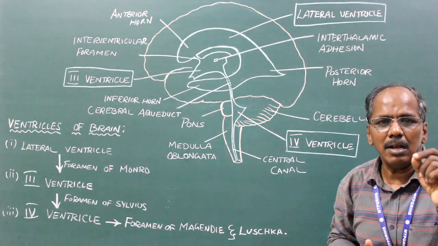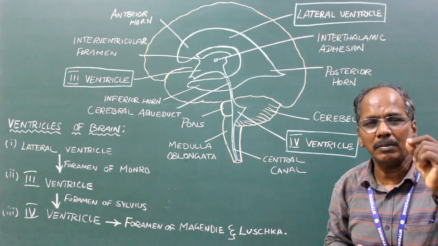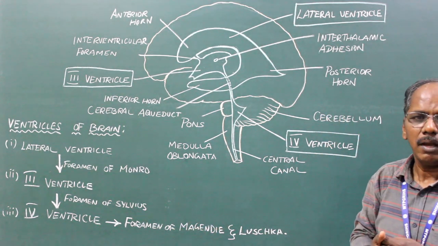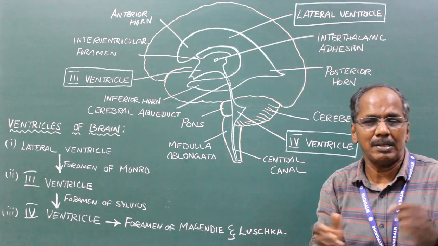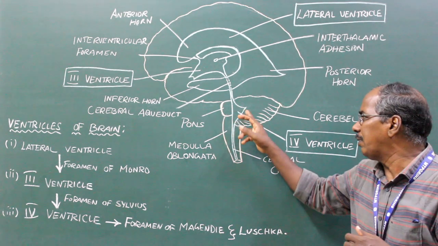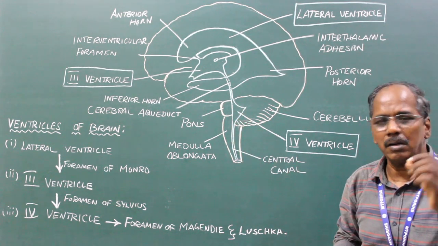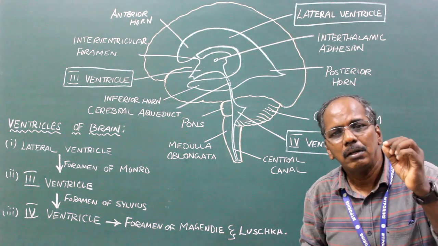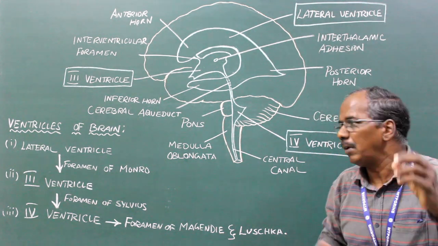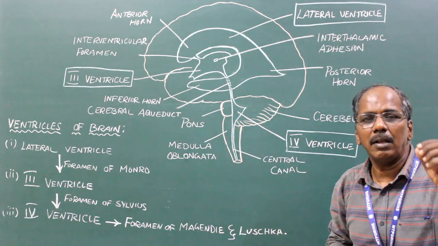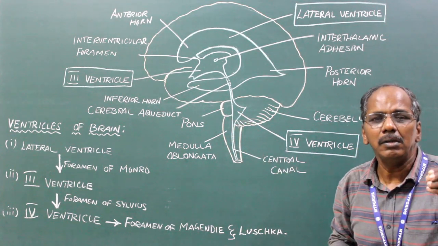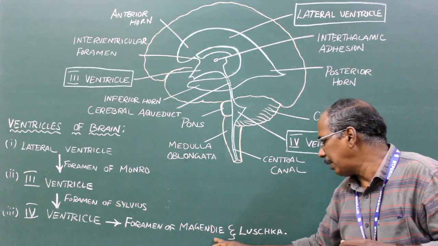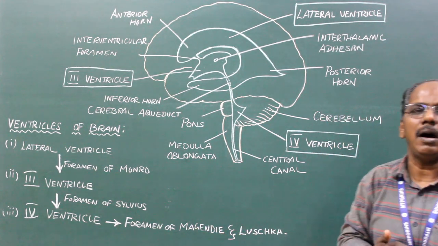A central aperture in the roof of the fourth ventricle is known as foramen of Magendie, and the two lateral apertures present in the roof of the fourth ventricle are known as foramen of Luschka. So the cerebrospinal fluid from the fourth ventricle drains into subarachnoid space through foramen of Magendie and foramen of Luschka.